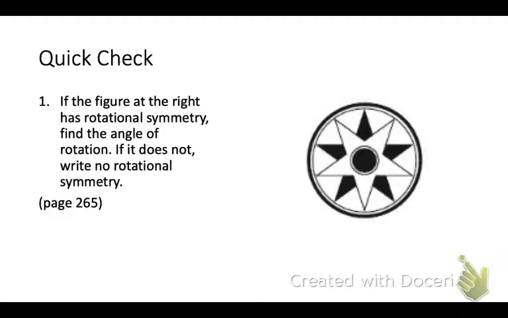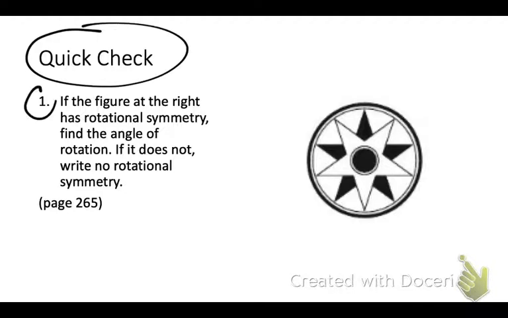So if the figure at the right has rotational symmetry, find the angle of rotation. If it does not, write no rotational symmetry. So in your notes, you can write quick check, number 1, and it's also on page 265 in your notebook. So you're going to go ahead and try that, and you're going to put an answer in the text box on the right.